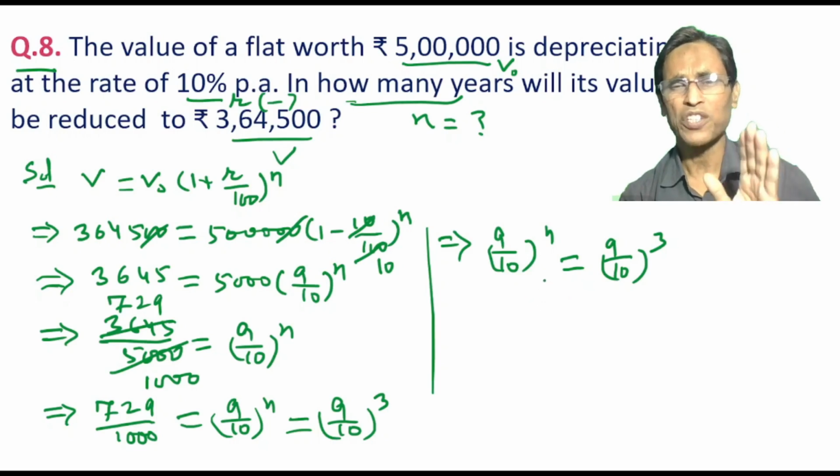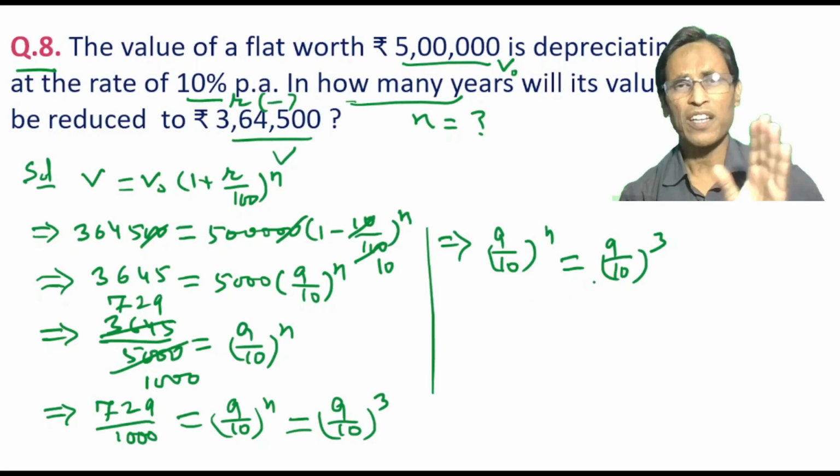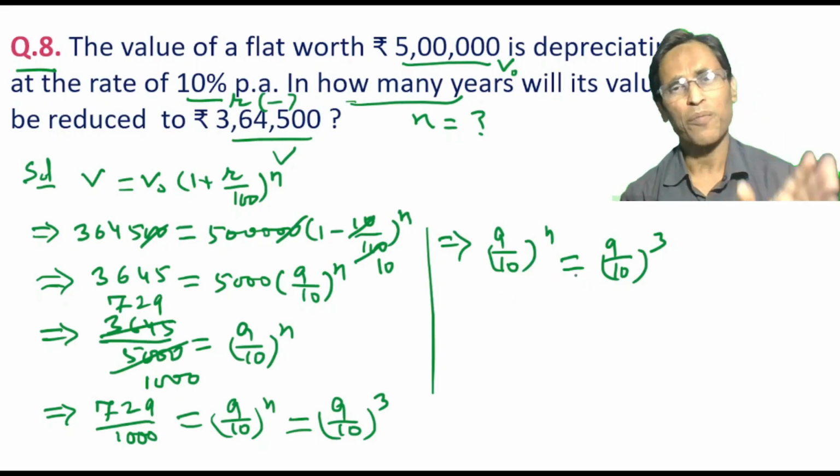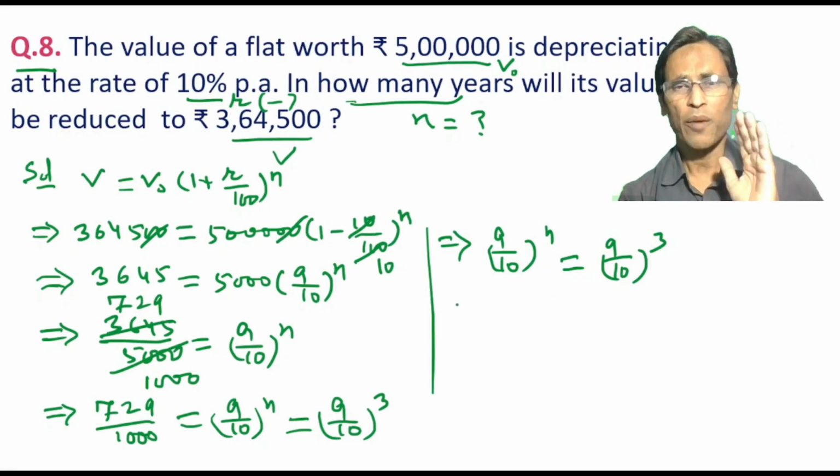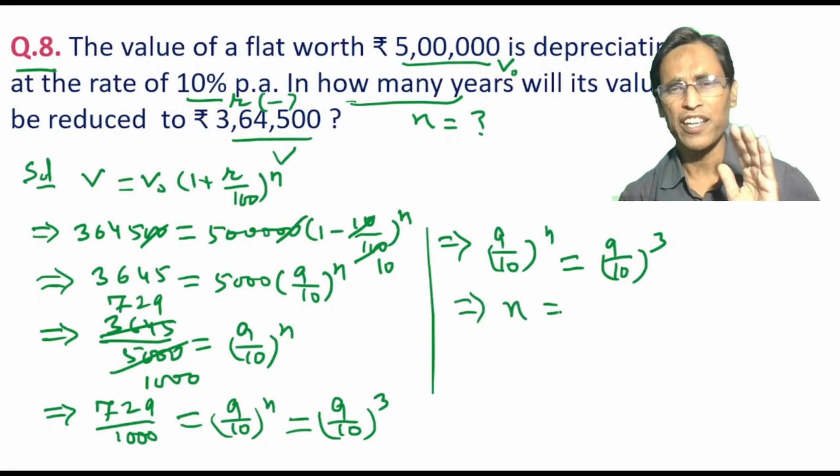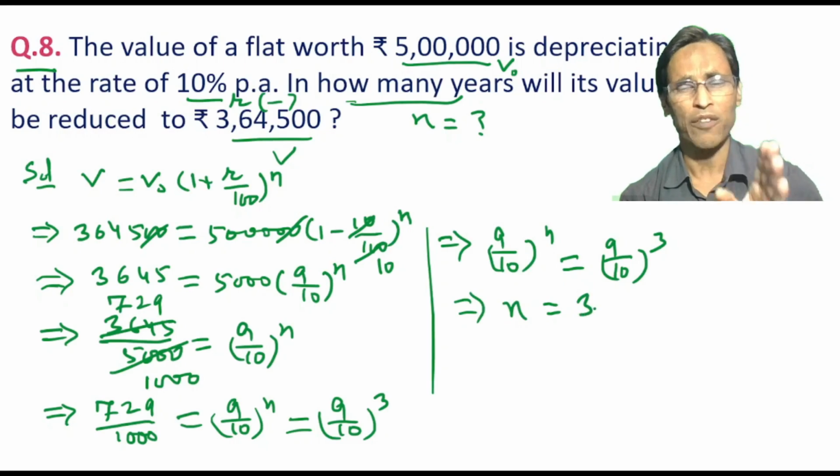As we get the equation in the exponent form, by the law of exponent we can say if the bases are the same, the powers must be the same. Therefore, by this logic we get n equal to 3, and this is the required value of the number of years. Answer.